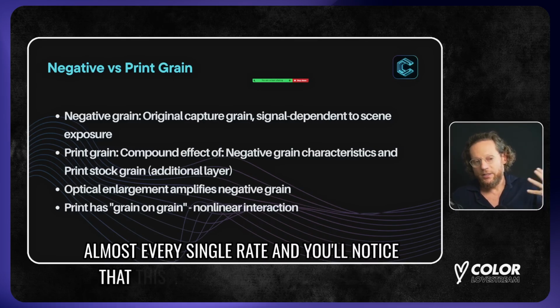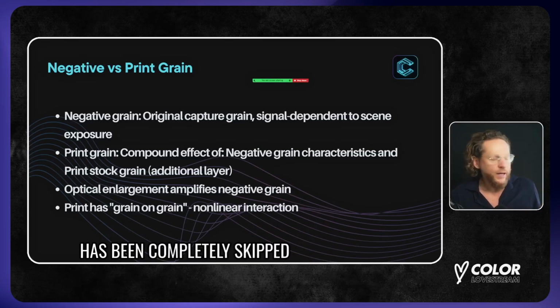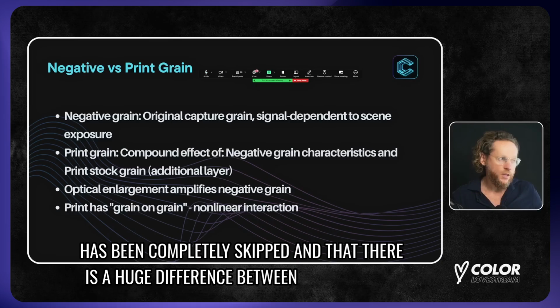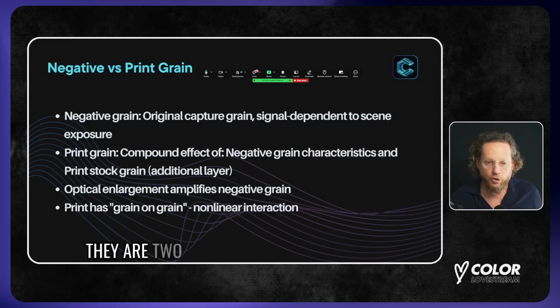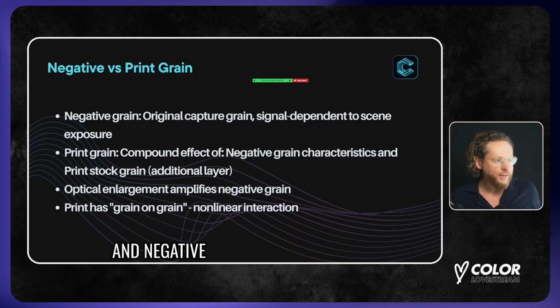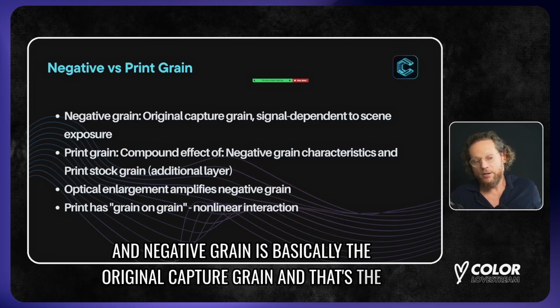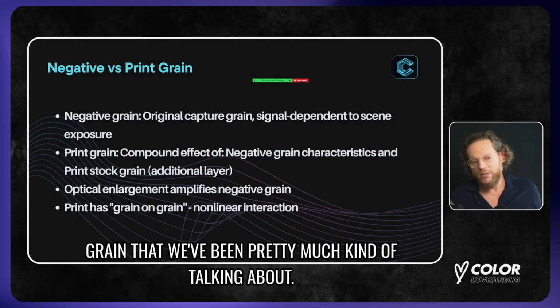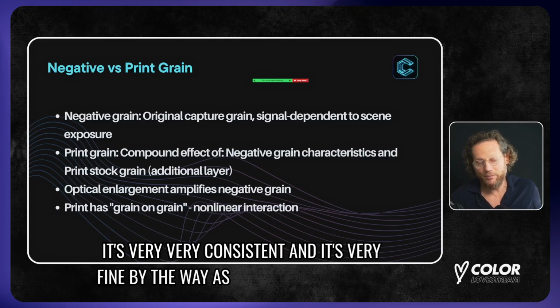And you'll notice that this is another fact that has been completely skipped: there is a huge difference between negative film grain and print film grain. They are two completely different things. Negative grain is basically the original capture grain, and that's the grain we've been talking about. It's very much signal dependent, but it's also very consistent, and very fine as well.